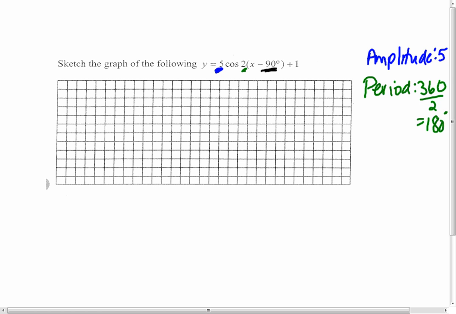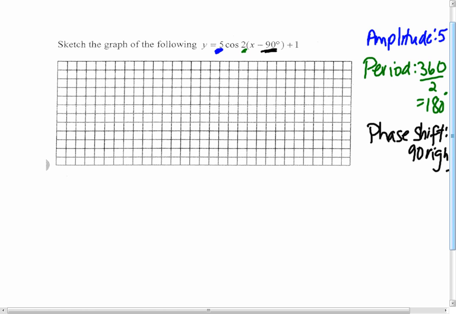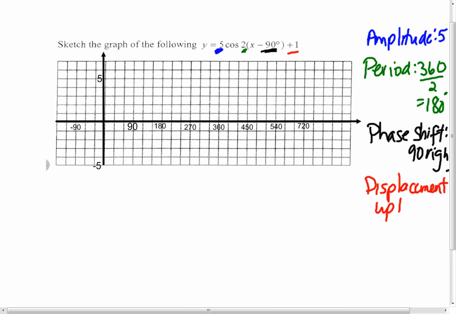Minus 90 means phase shift 90 to the right. And lastly, we have the displacement, one up. Okay, so let's draw our grid and a basic cos curve. There, made it so you could read it.